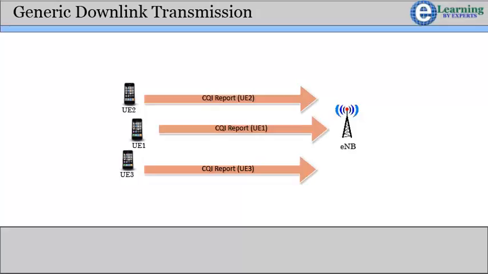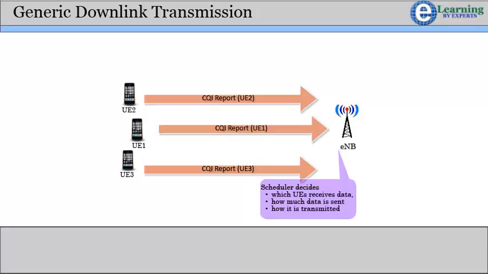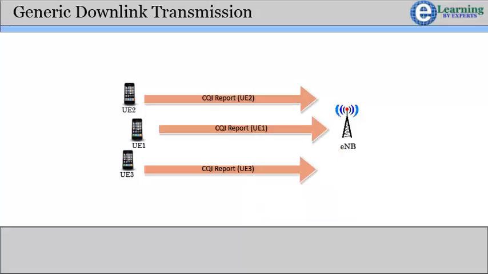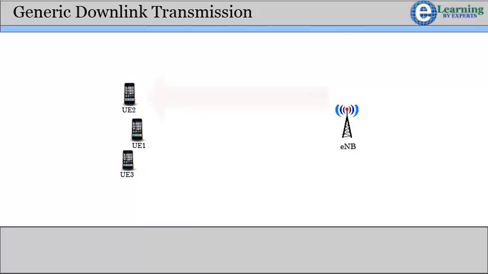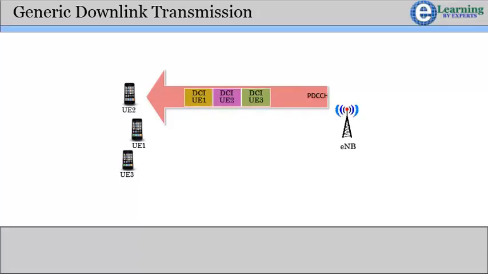For downlink transmission, the scheduler decides which UEs will receive data, how much data will be sent, and how it will be transmitted. Downlink data scheduling decisions are made 1000 times per second in the ENB, every transmit time interval, TTI, and sent on the PDCCH. A UE always monitors PDCCH to find possible allocation.